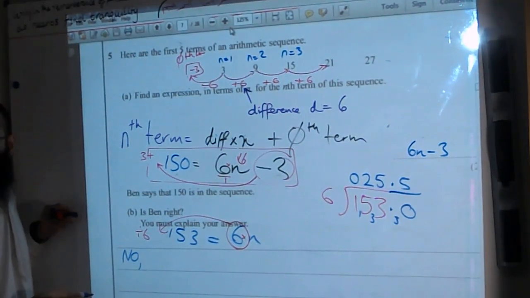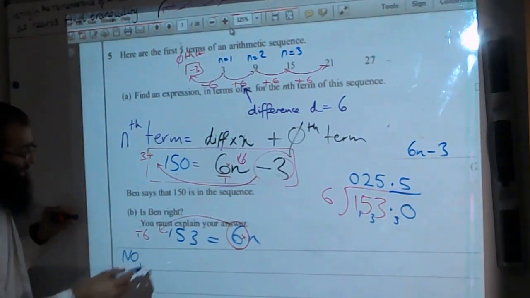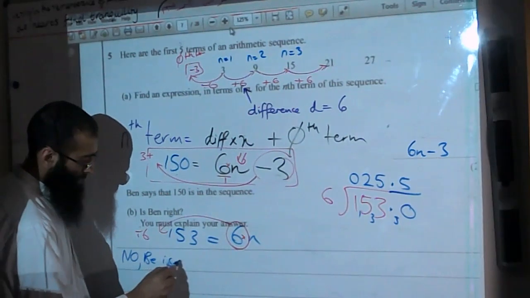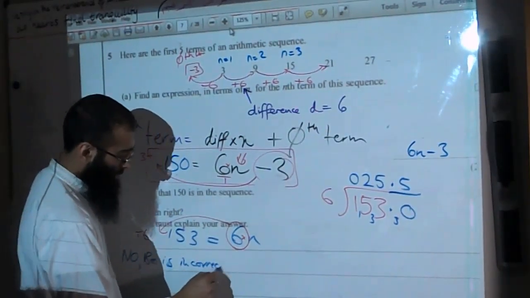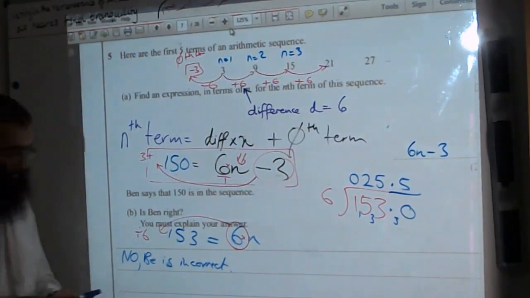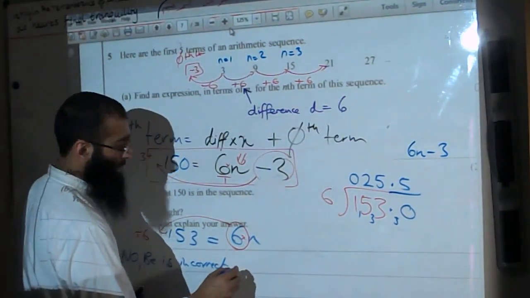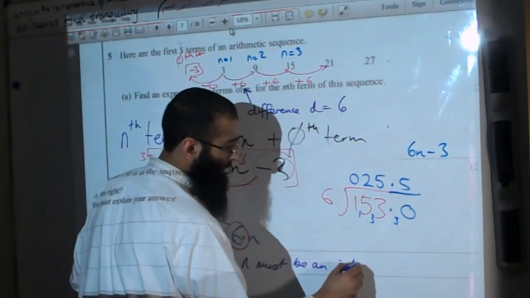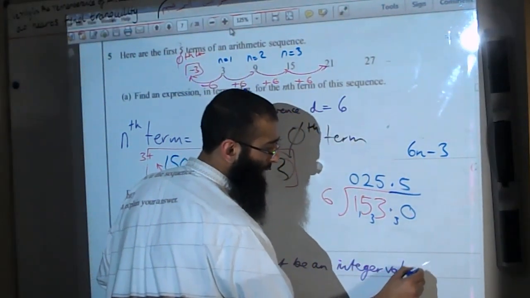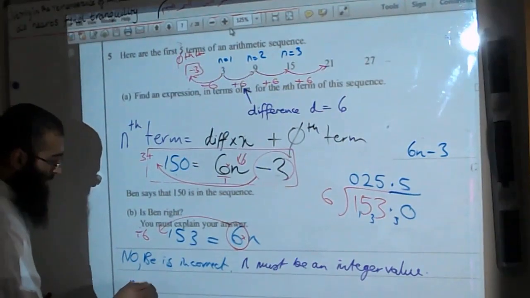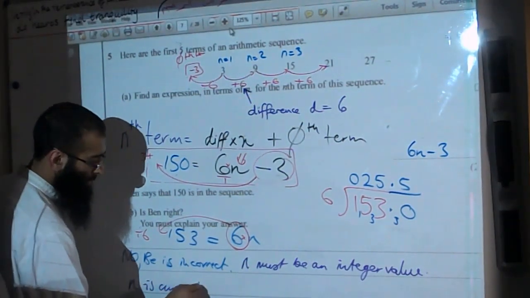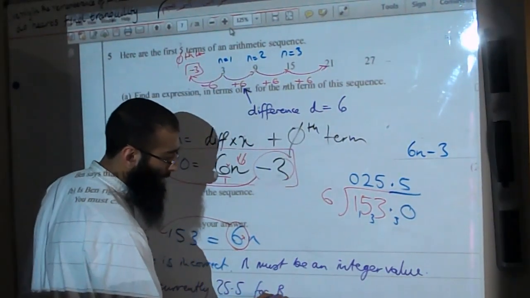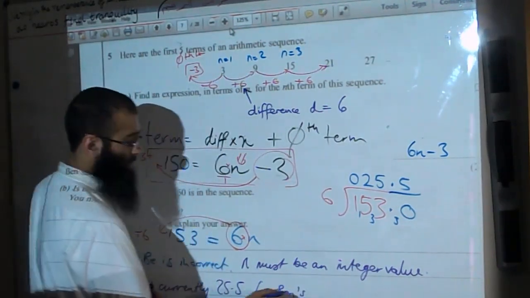No. Okay, so if Ben isn't right, why is he incorrect? Because it's not a whole number. That's right. N must be an integer value. Okay. N is currently 25.5 for Ben's answer of 150.